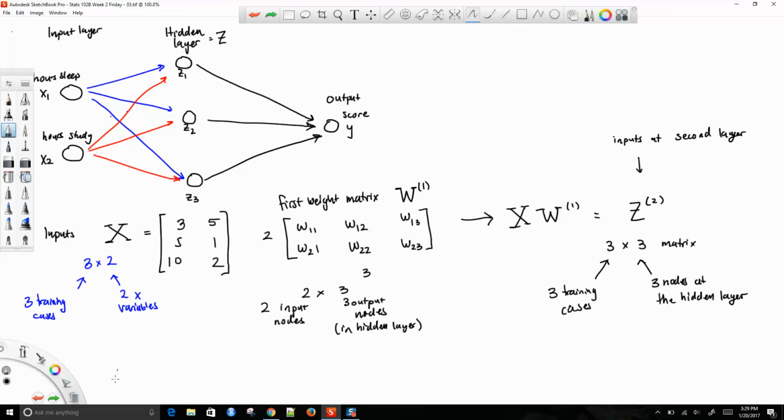And so we will apply a function f to Z, and the output remains 3 by 3. We're just going to apply the function element-wise to our 3 by 3 matrix Z2. And so this is going to be our A2 matrix.